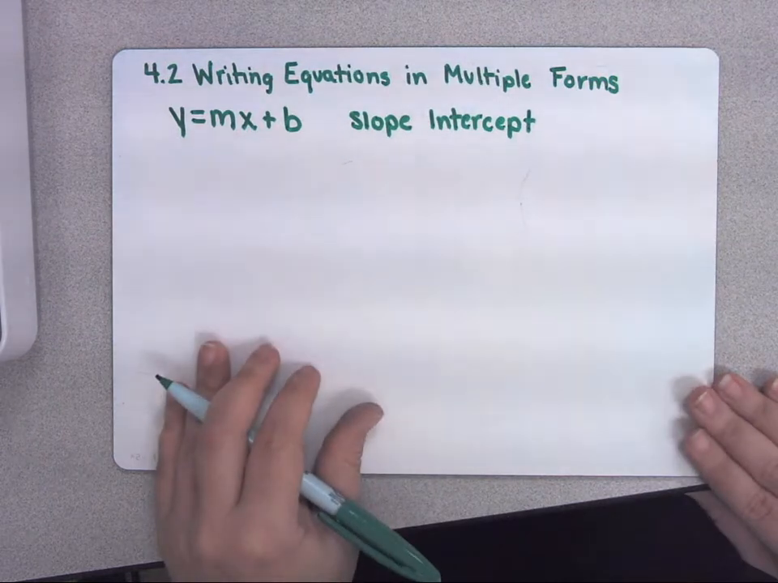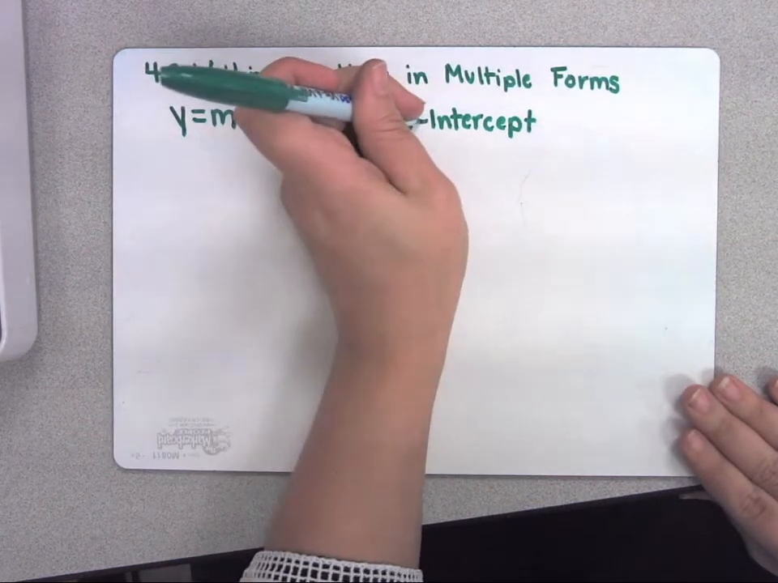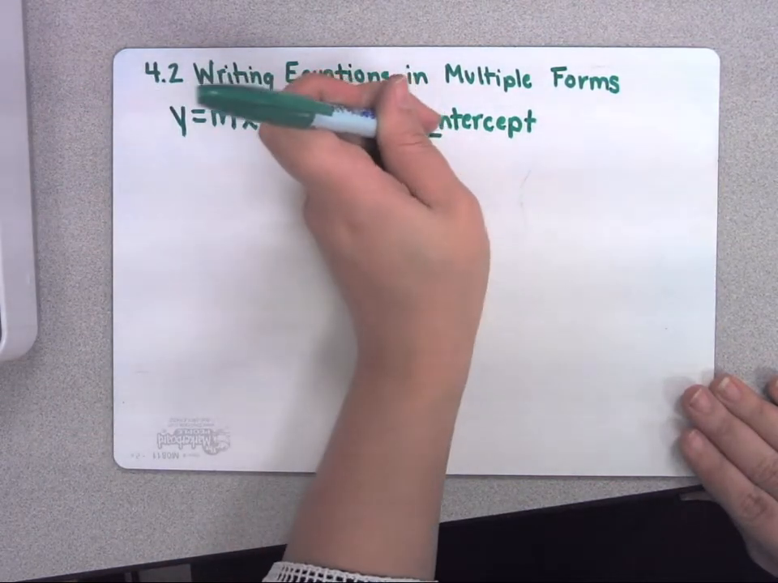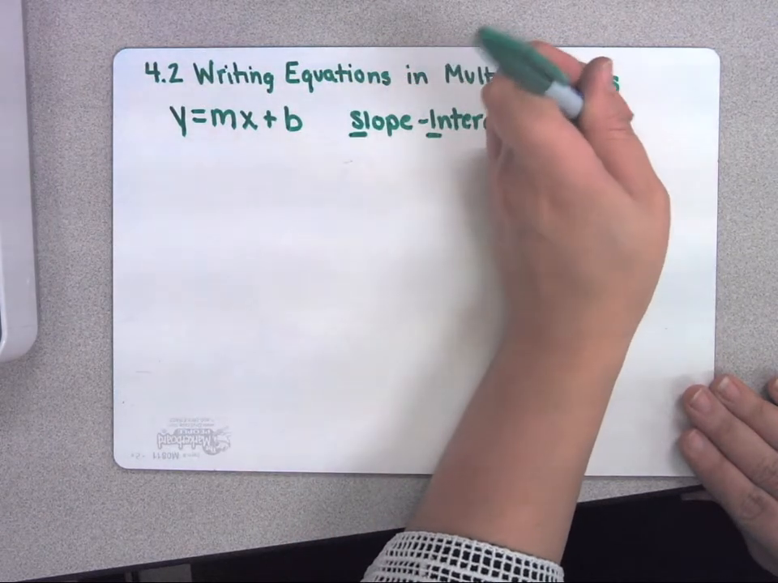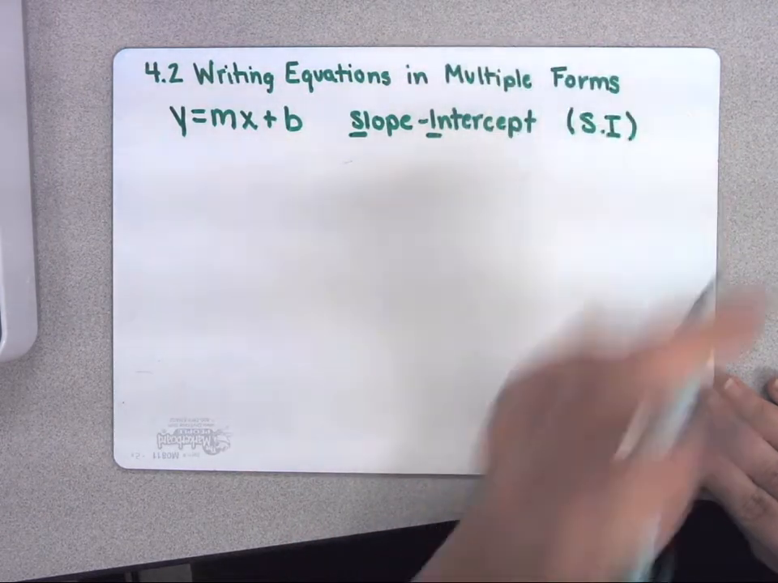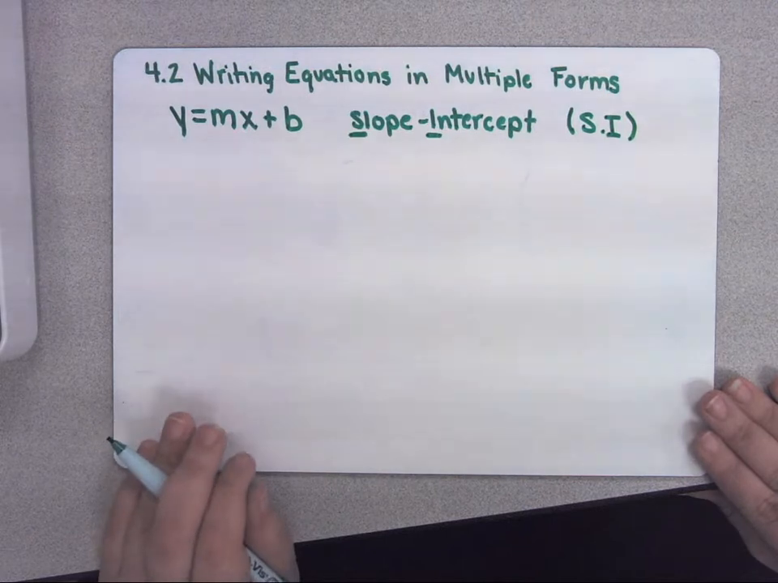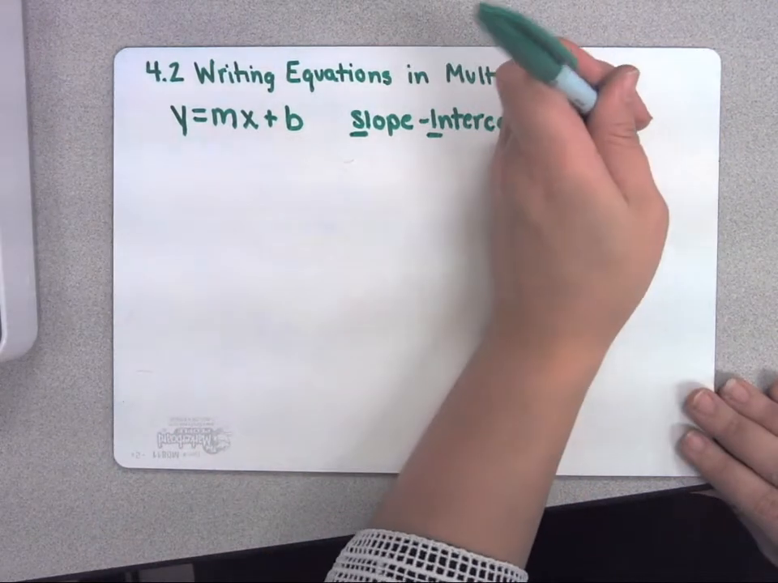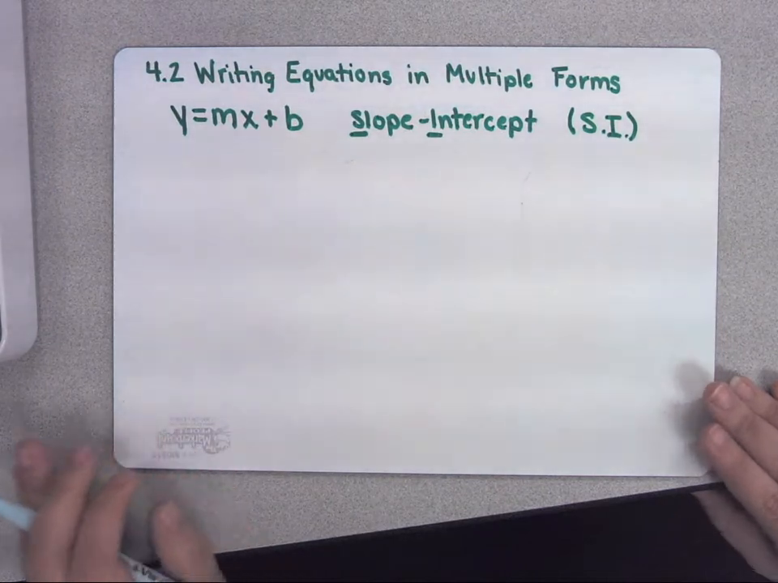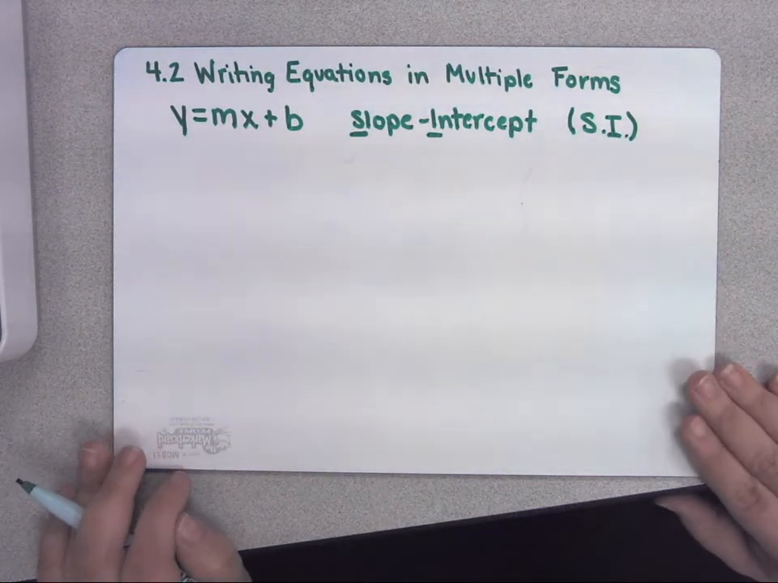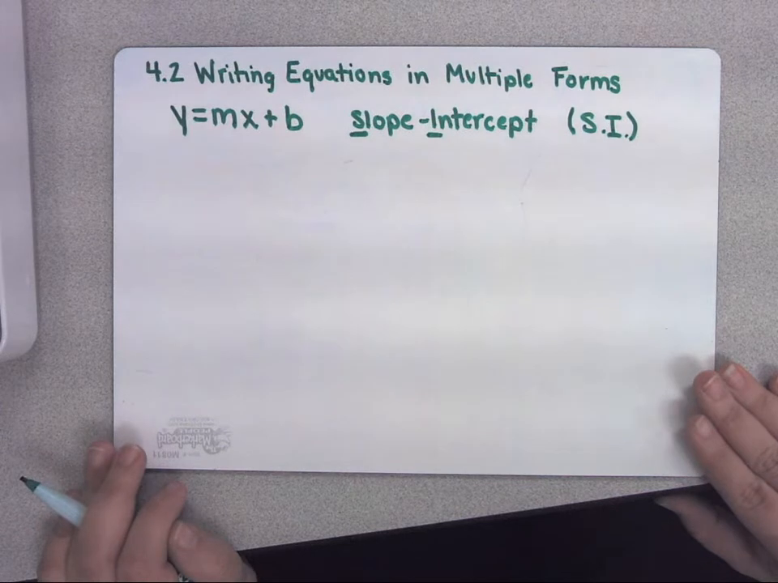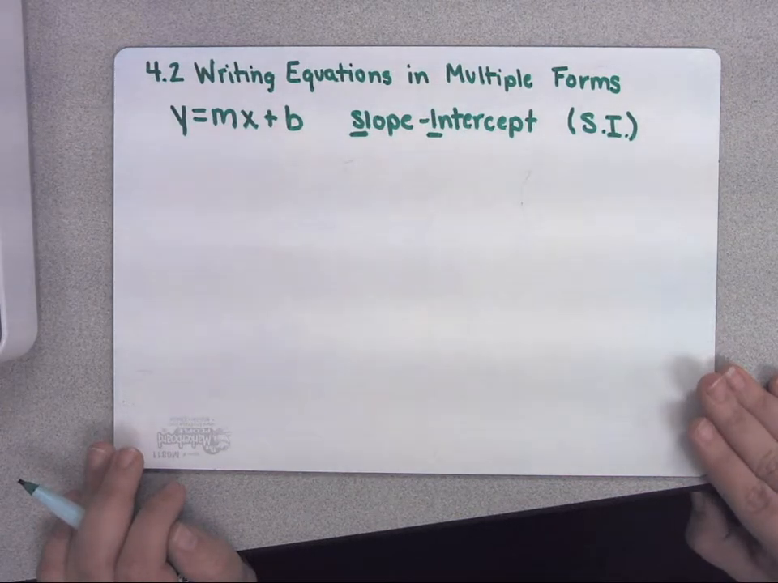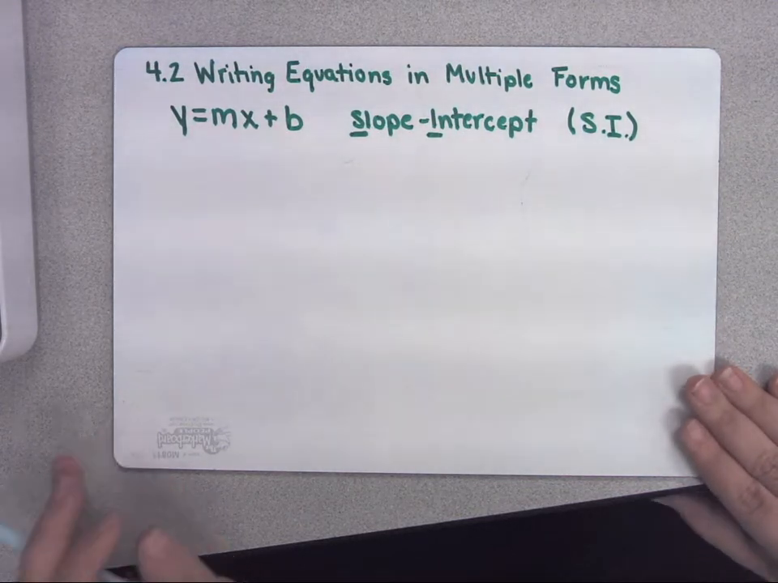I just call it slope intercept. I don't ever write the word form. I just need 2 words, because I abbreviate it SI. Capitalize both letters. Saves us some time when we're writing and showing our work and doing our homework, right? Because who wants to write slope intercept over and over and over again? Not me.